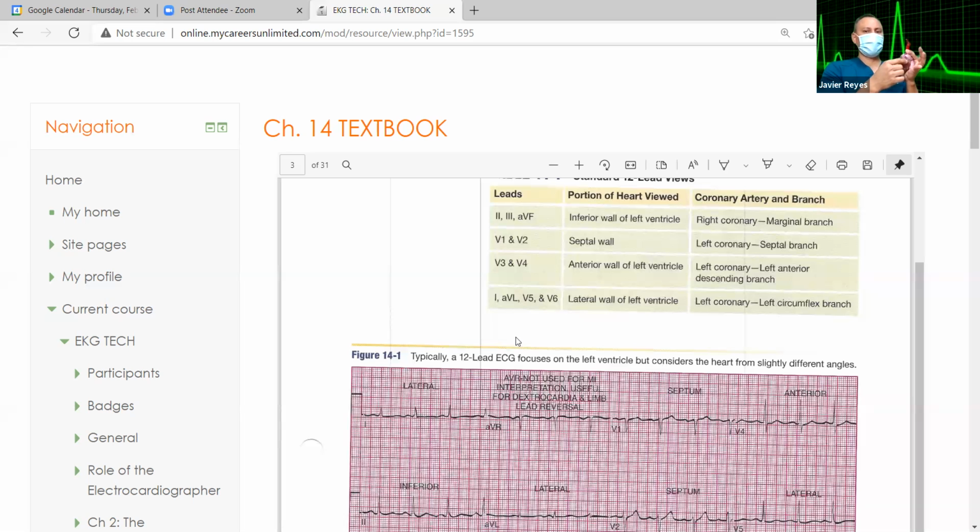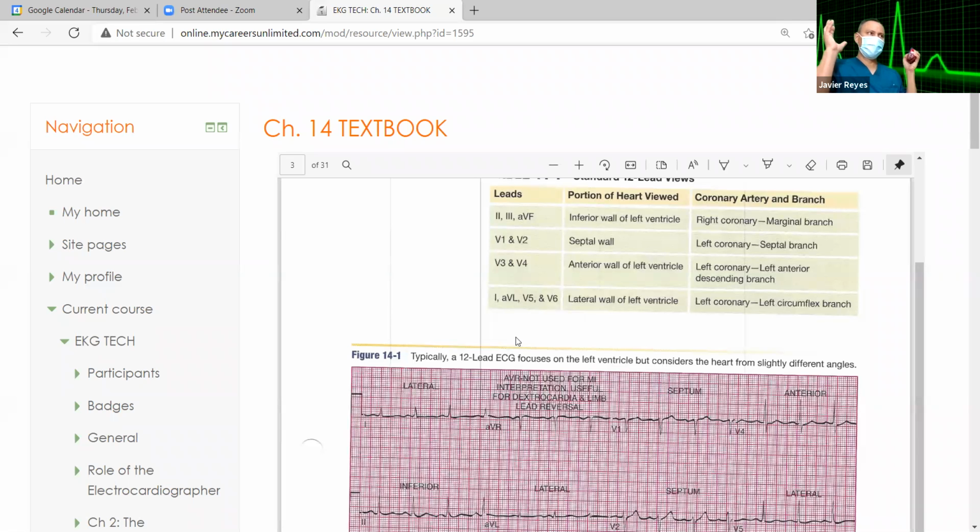3, 4, 5, and 6. No. What leads look at this part of the heart? 1, right? Looking this way. AVL. And the leads that are right here, axillary line and this axillary line. Leads 5 and 6. Okay, 1, AVL, V5, and V6.